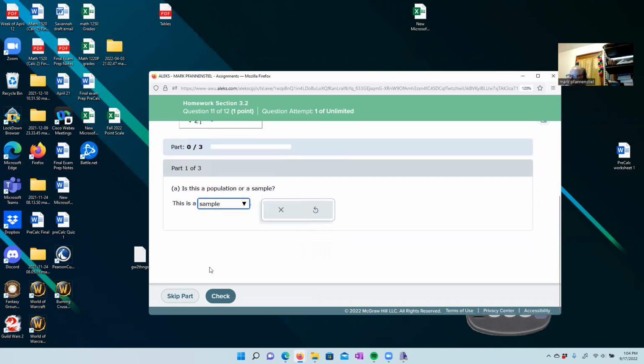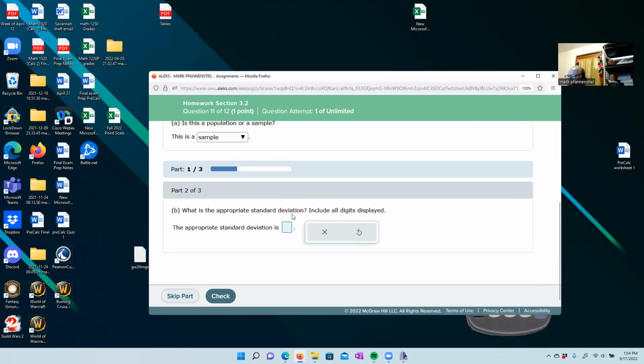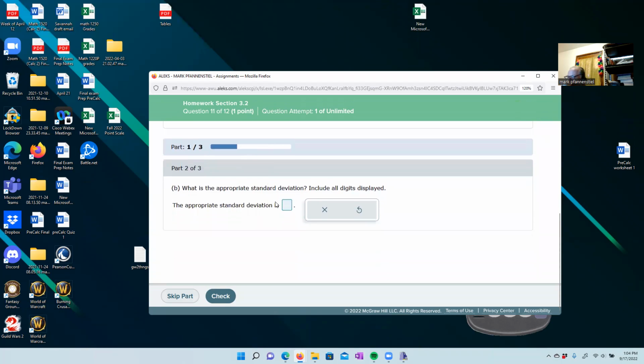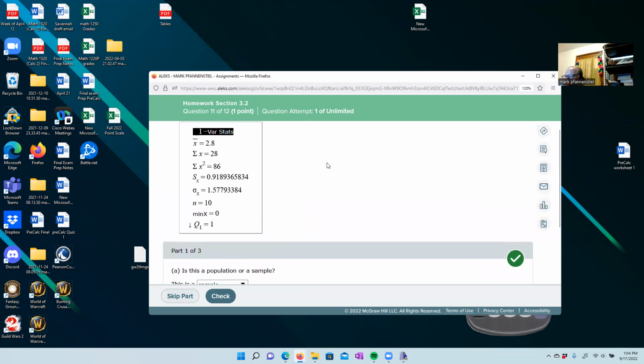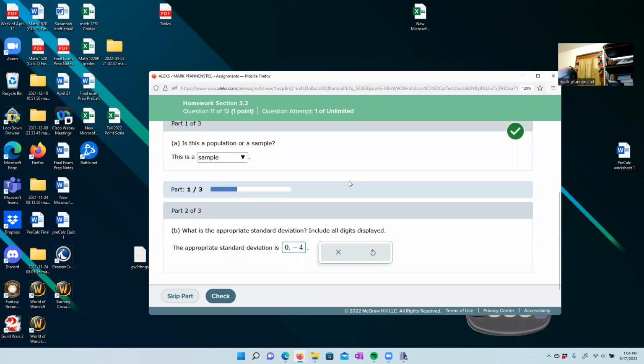Okay, so we have that. We'll check. Okay, and then, yay, we got agreed. And then is the appropriate standard deviation. Since we used a sample, I want to use S. Okay, so I want this 0.9189 kind of business here. So we're going to say 0 point, and then we'll just break this down. 9189, 9191, where are we? Nope, nope, nope, I don't want that at all.